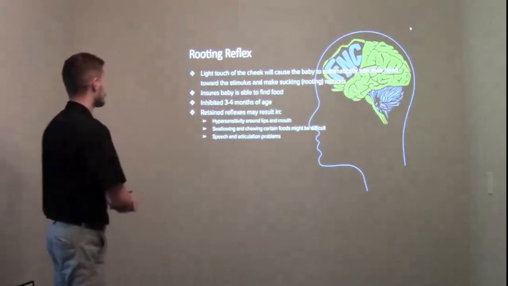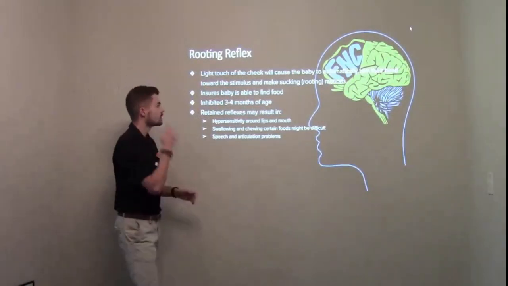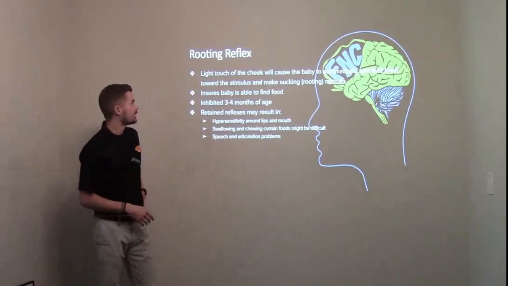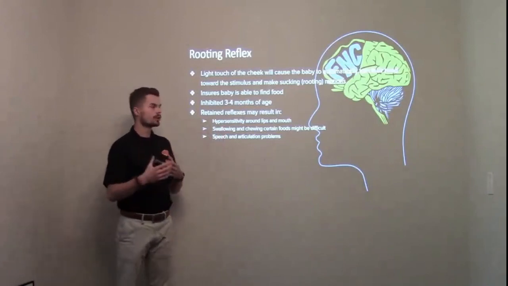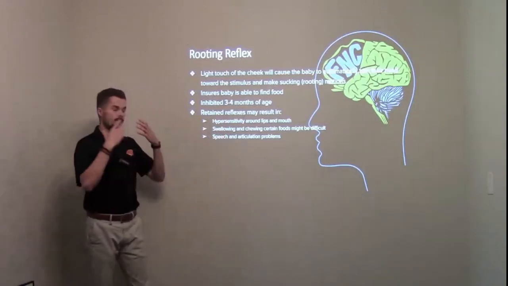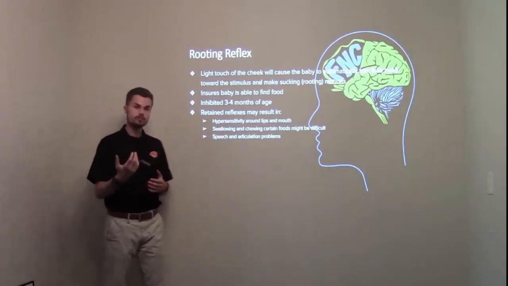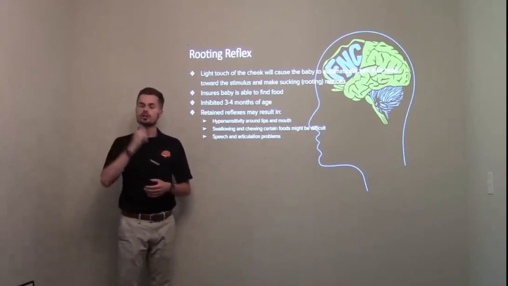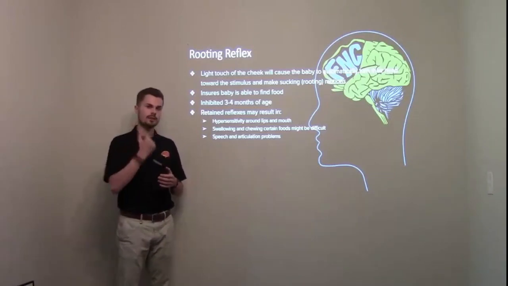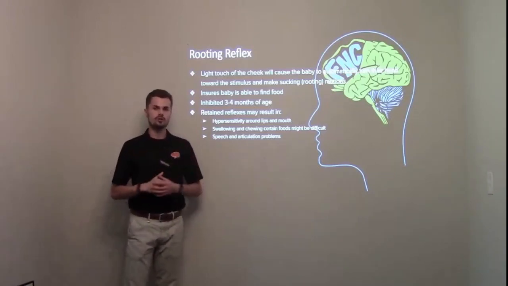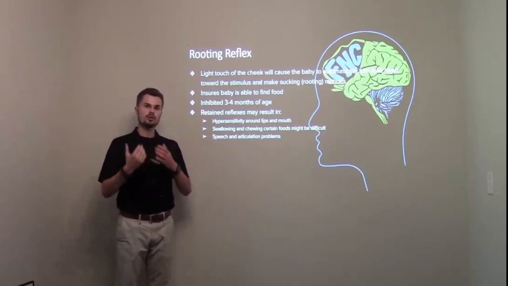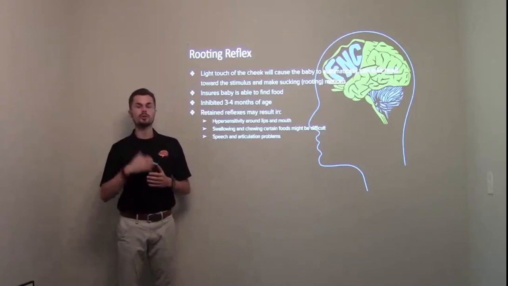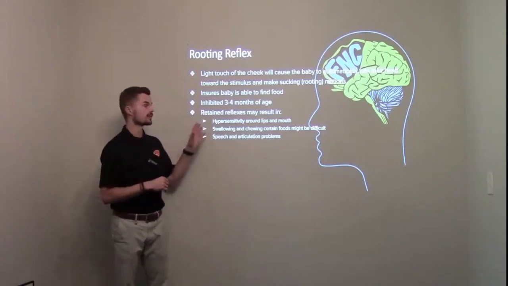Rooting reflex. So a light touch of the cheek will cause the baby to automatically turn their head towards the stimulus. And that's there for them to make sucking or rooting motions, and it's there for the baby to find food. Okay, so you stroke the baby's mouth like this, they'll start turning towards that stimulus and try to suck on it. And I want you to go to YouTube for all these videos. We usually show this in club, but for the sake of time, we're not going to do that right now. But I do recommend you go to YouTube, and you'll see what these actual reflexes look like in infants.